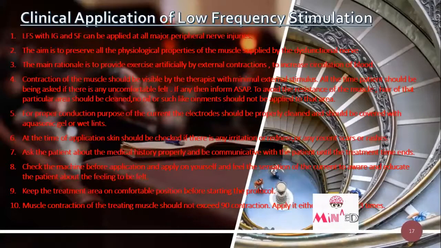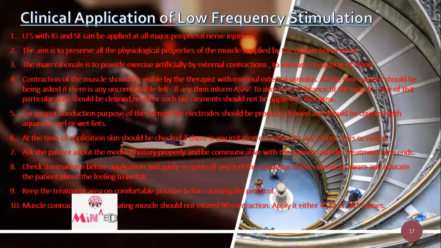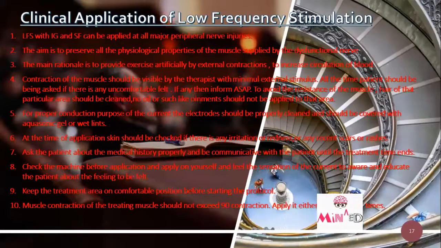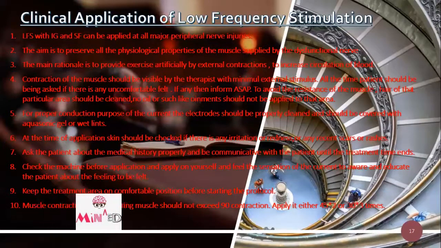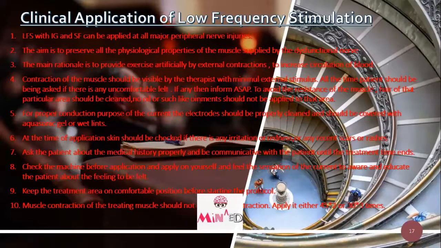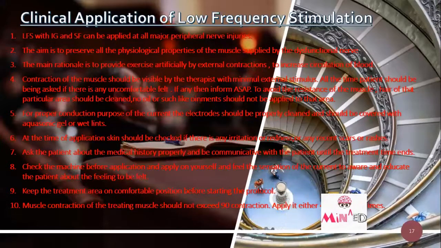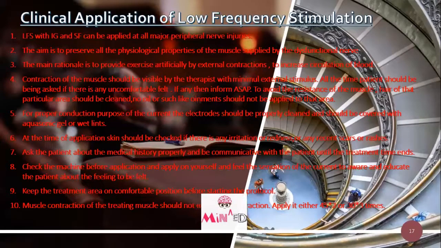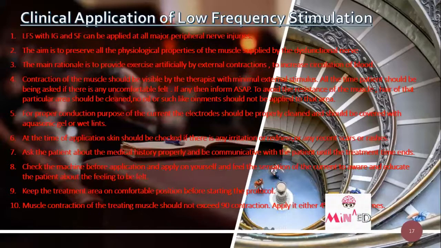Now, how can you apply the low frequency stimulation? Low frequency, with IG or SF, can be applied in all peripheral nerve injuries. If you have a problem in the upper limb or lower limb, the sciatic nerve, the tibial nerve, any nerve injury, you can stimulate the muscle supplied by that particular affected nerve.